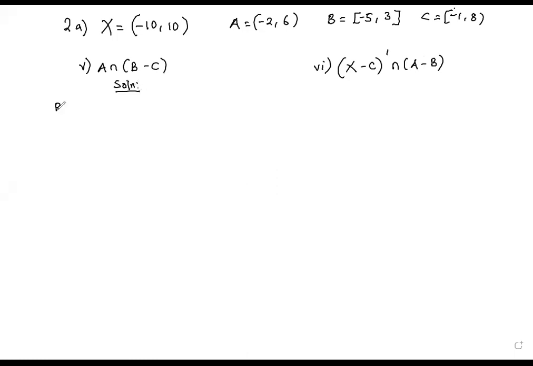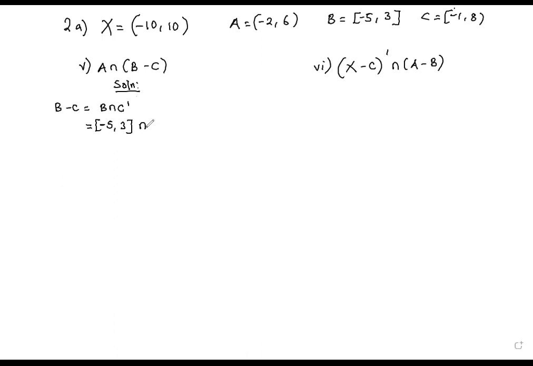So let's look at B minus C. B minus C is the same thing as B intersection C complement. So for B intersection C complement, we get the set B, that's negative 5 comma 3, intersection. Now let's look for C complement.